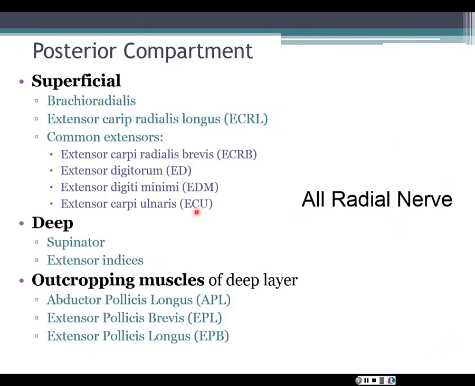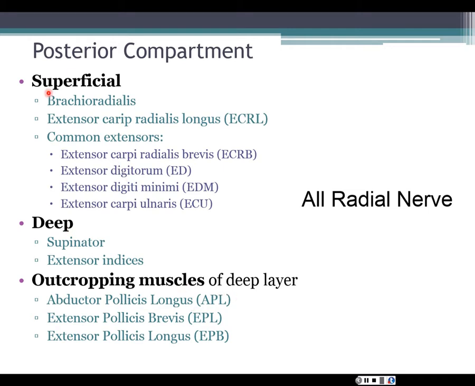Alright, so then the next group now is the posterior compartment. So all on the back side of the forearm. These again are all extrinsic muscles. They're all going to start on the outside and end in the hand. They're all going to have an effect on the wrist and hand. So I broke these down into superficial, deep, and there's a separate group called outcropping muscles. These are going to be muscles that affect basically just the thumb, but they're going to be positioned by themselves.